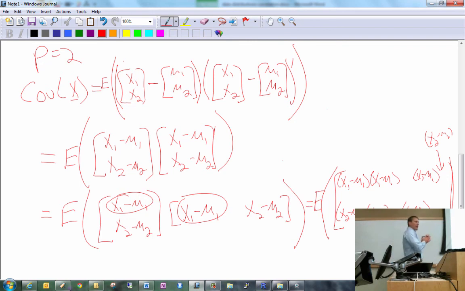Okay, so now I have a 2x2 matrix inside this expected value. So once I have that, then I can move this expected value essentially through to each individual element. When I do that, I'm getting the individual covariances. And thus, that's how I get my covariance matrix for a p equal 2 situation. Any questions? Okay.